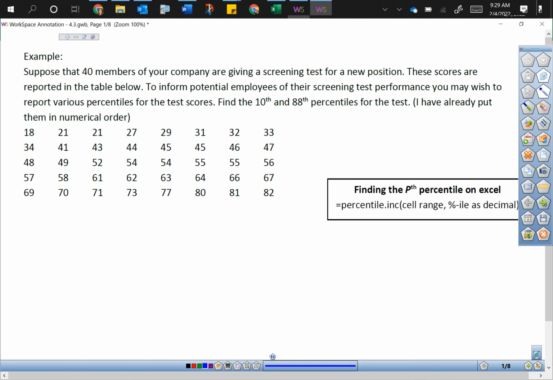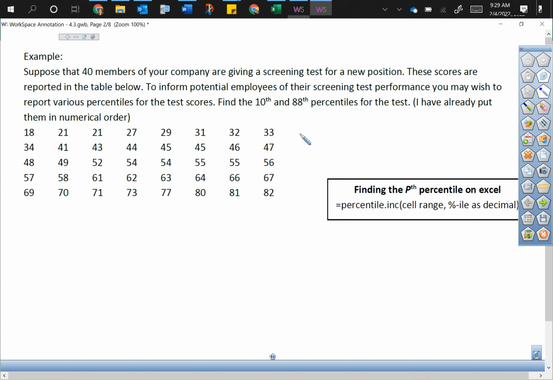So check this out. Suppose that 40 members of your company are given a screening test for a new position. These scores are reported in the table below. To inform potential employees of their screening test performance, you may wish to report various percentiles for the test score. They want you to find the 10th and 88th percentiles for the test. Now notice these numbers, I already gave them to you in numerical order. You don't have to put them in numerical order.